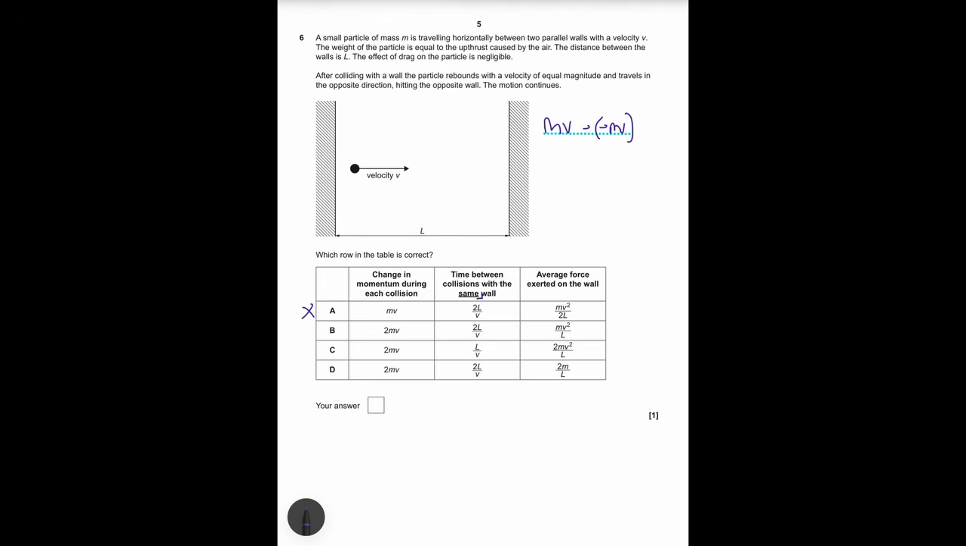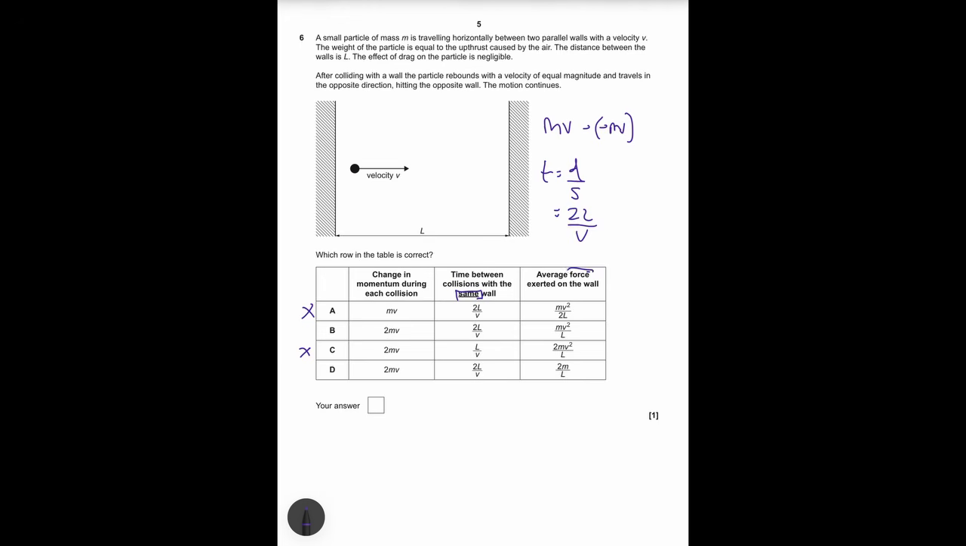Time between collisions with the same wall. So why are they asking me about time? Why does it say the same wall? Well, what's the time going to be equal to? Time is going to be distance divided by speed. So it's giving me the length, but what's the distance it's travelled? Well, it's travelled 2L. So time is distance divided by speed, it's travelled 2L, and the speed is going to be v. So again, I was right to rule C out in the first place, even just by guessing.